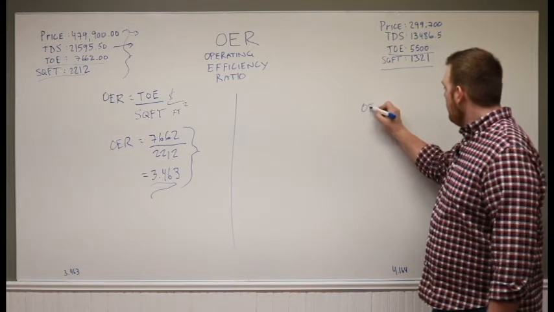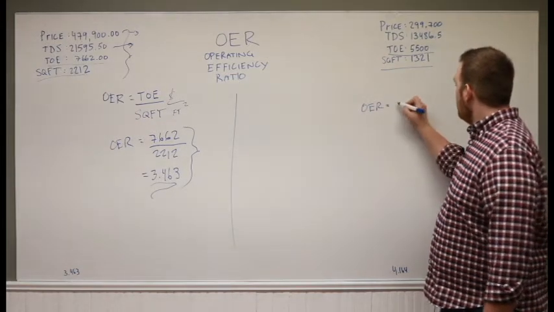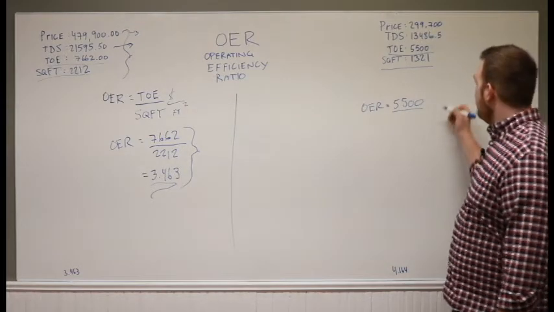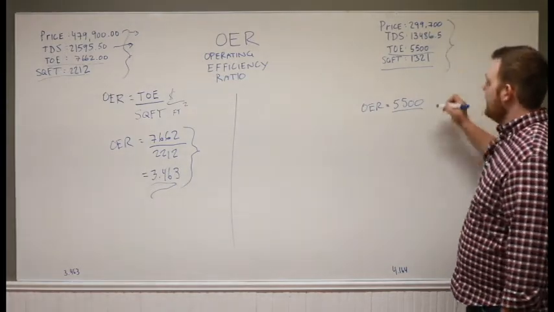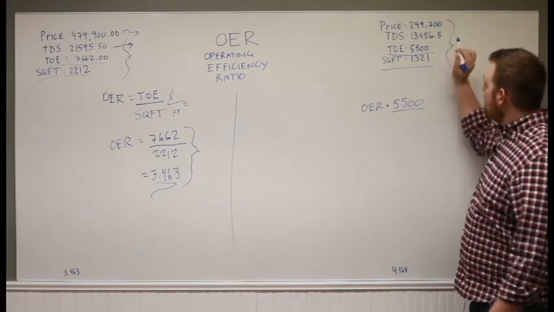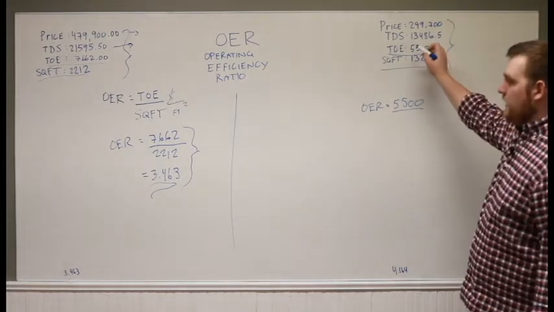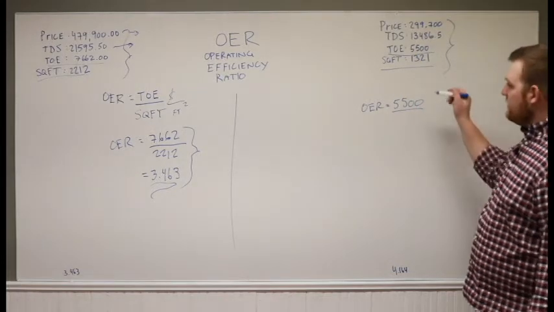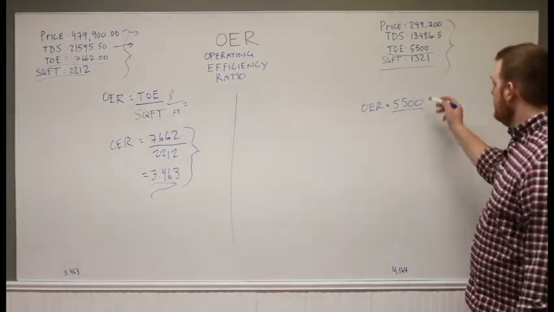So OER equals 5,500. Again, this is per year. And this one I did is just a single family. It's all coming back to me now. So this one is just a single family. That's why the operating expenses are even lower than for that duplex. But being a single family, it's also quite a bit smaller, right?